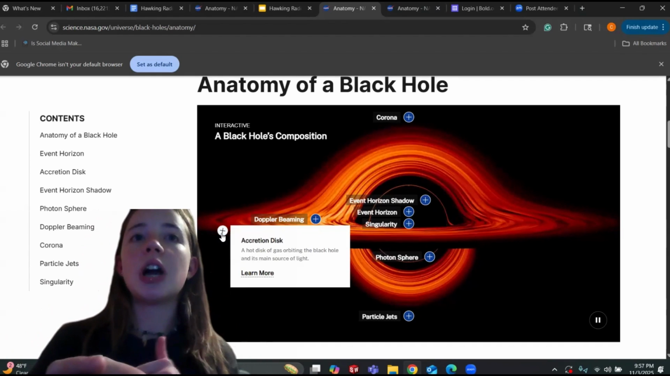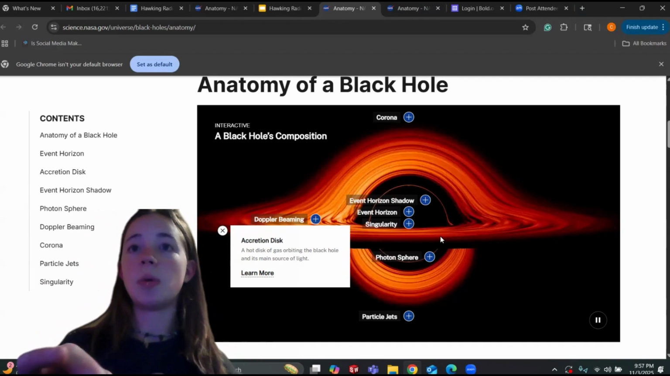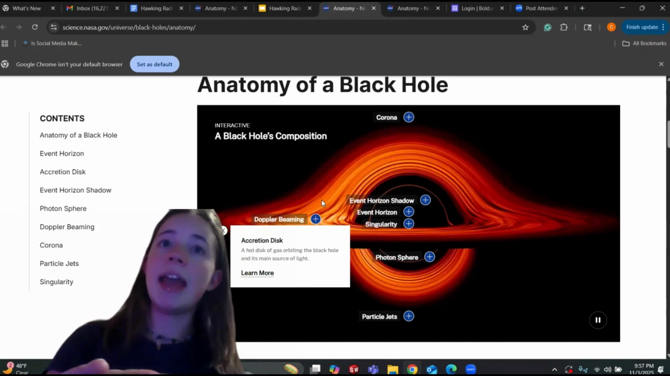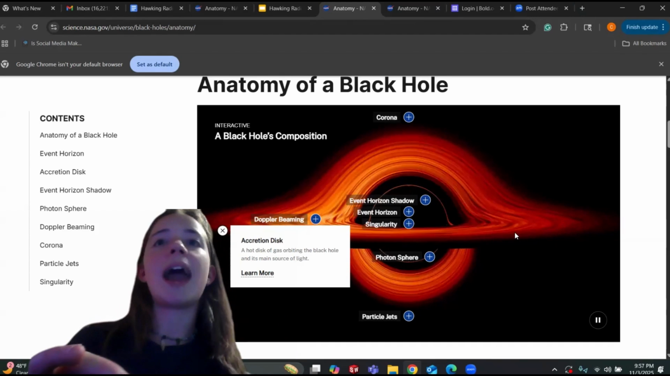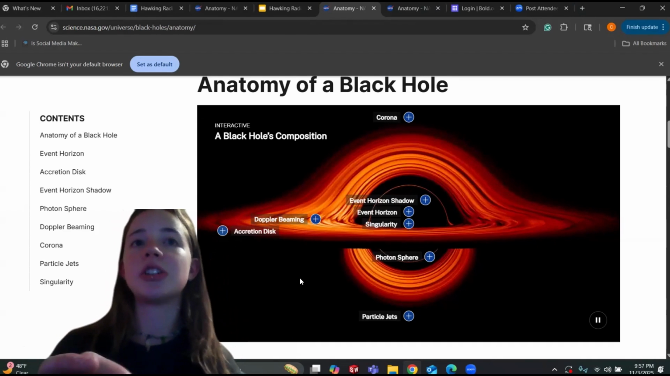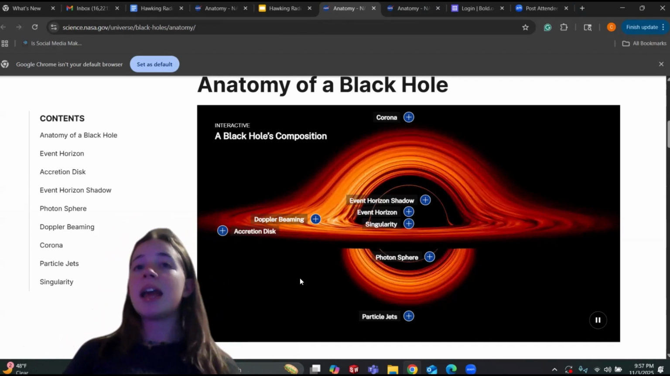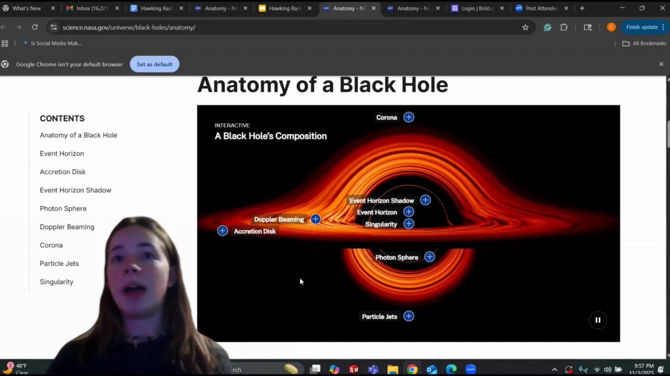Then we should talk about the accretion disk, which is this whole disk that's orbiting the black hole here. And this is just all gas, particles, and other matter from stars or celestial objects that have strayed too close to the black hole's gravity field. And they orbit the black hole.